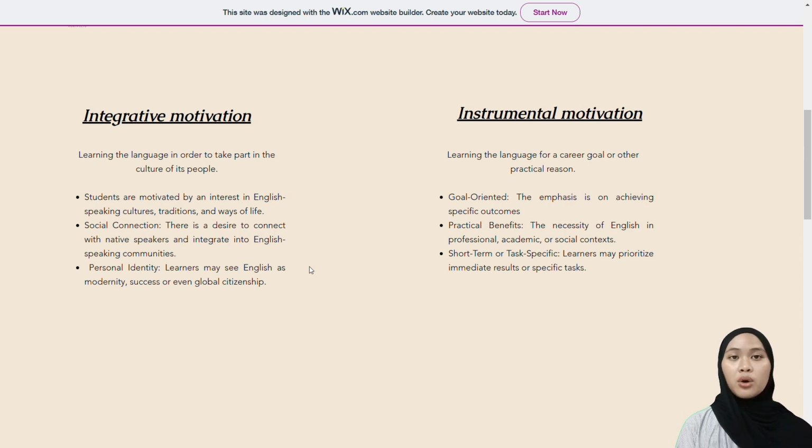Third, we have short-term or task-specific. Learners often focus on the immediate results of specific tasks. For example, maybe someone preparing for a business trip overseas, so they need to know the new vocabulary of the language. So what is the benefit of instrumental motivation? First, it provides students with a clear sense of purpose because they have goals, and learning becomes directly relevant to their goals. Lastly, progress is measurable, boosting learners' sense of achievement.